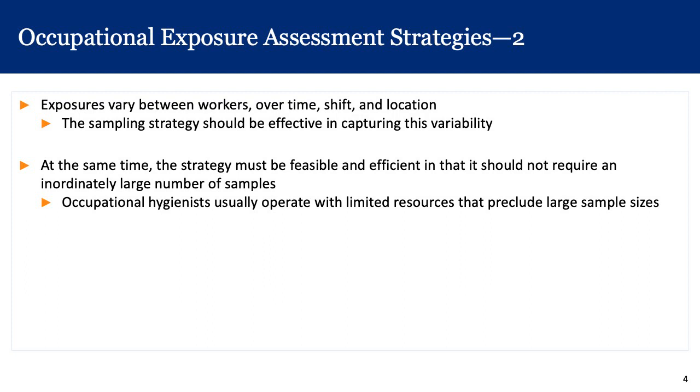At the same time, the strategy must be feasible and efficient in that it should not require a large number of measurements. Occupational hygienists, industrial hygienists, operate with very limited resources in most cases. And so we really cannot have large sample sizes that you might see in a research project. This is not a research project that the industrial hygienists are doing. They really want to protect the workers under their care while at the same time not spending too much money.